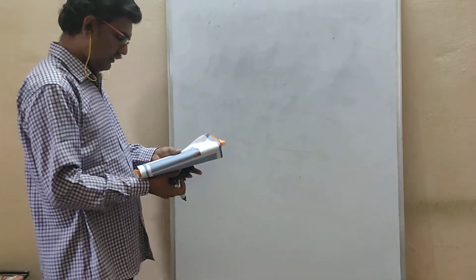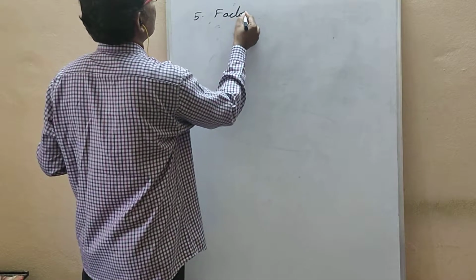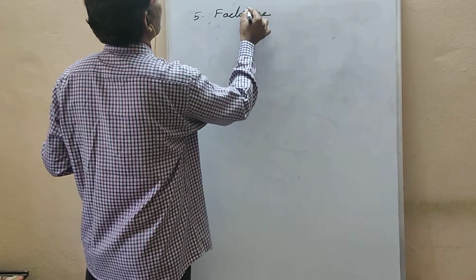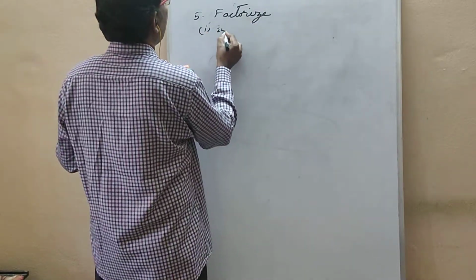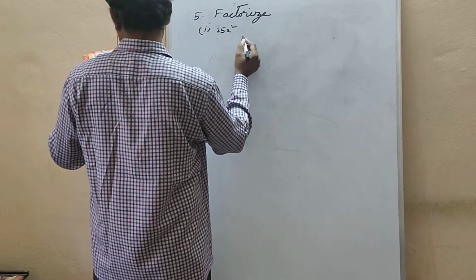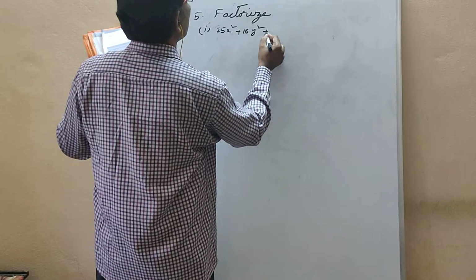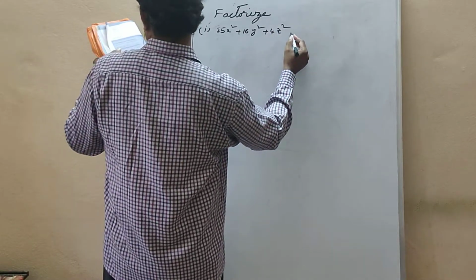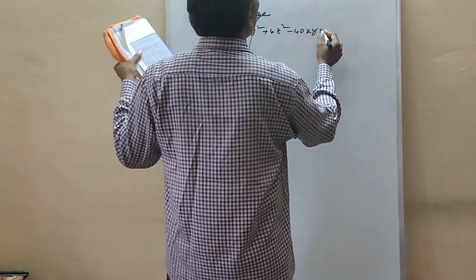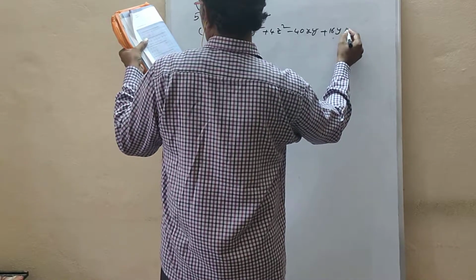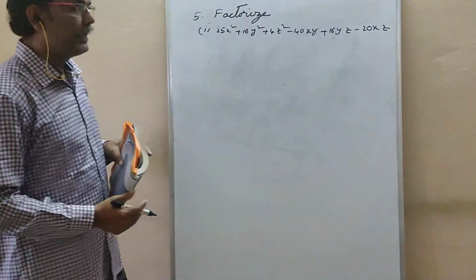So the fifth question is factorize. The question itself, factorize the given expression. So what do we have to do for factorization? The given expression is 25x square plus 16y square plus 4z square minus 40xy plus 16yz minus 20xz. They have given it like this.